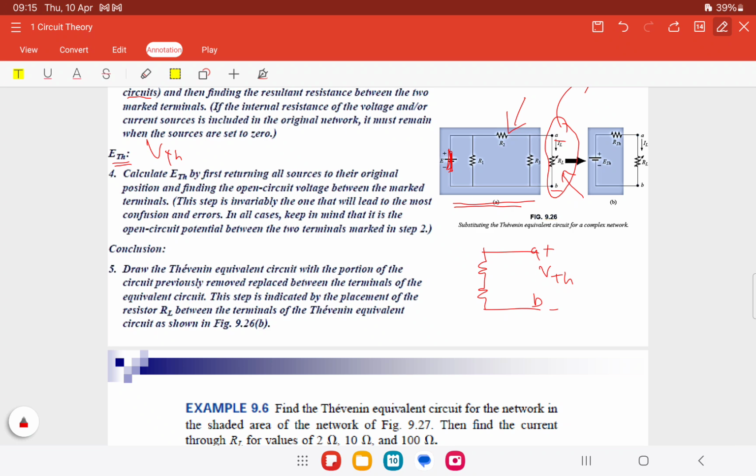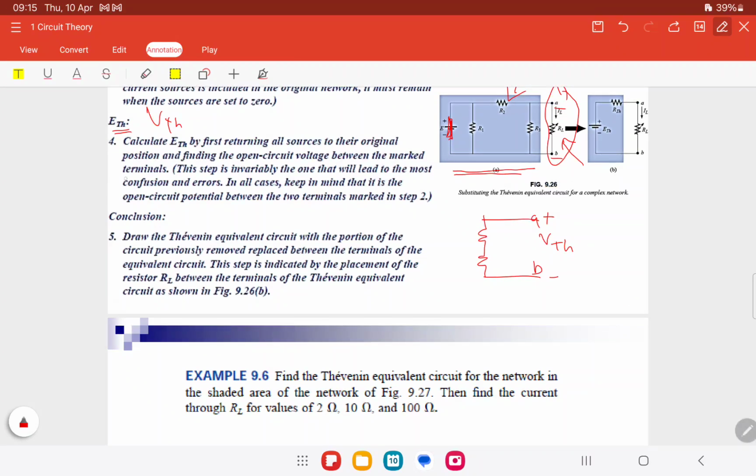Okay, so step number 4, cari VTH. Nak guna which method? Ikutlah KCL, KVL, voltage divider, current divider. Apply lah any method saja, as long as you get the value of the VTH. Okay, depends on apa saja components, apa value yang kita ada in the circuit lah.